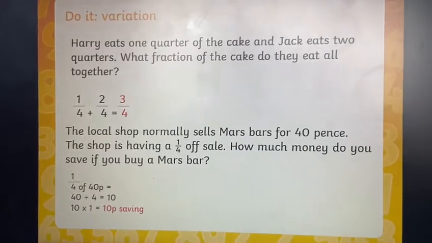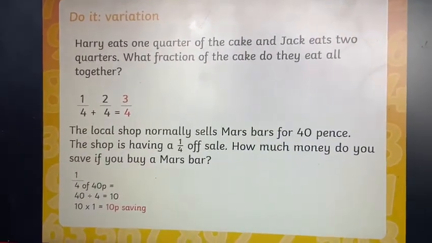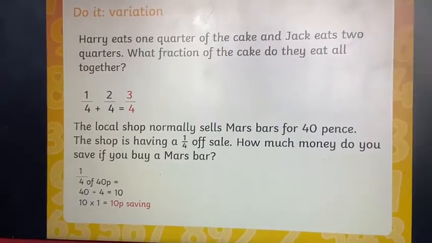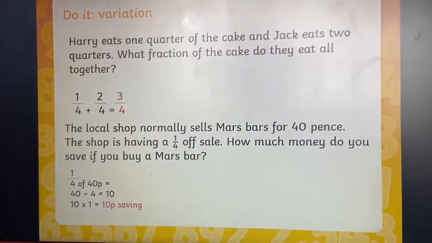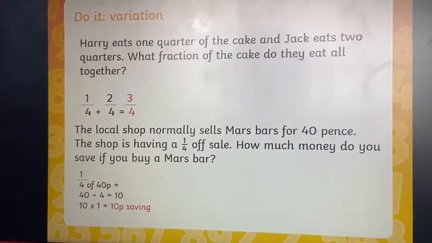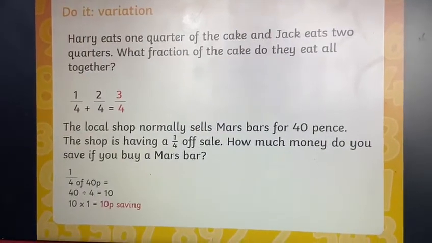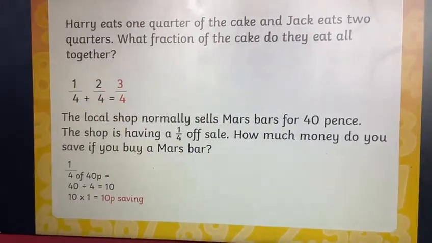Okay, and another variation here. So we're using addition with our fractions for this one. So you have to be careful when you're reading. You have to think, is it going to be a subtraction? Is it going to be an addition? Is it going to be a multiplication or a division? So you have to read carefully and work out which operation you're going to be using.